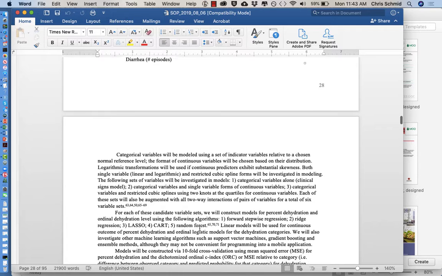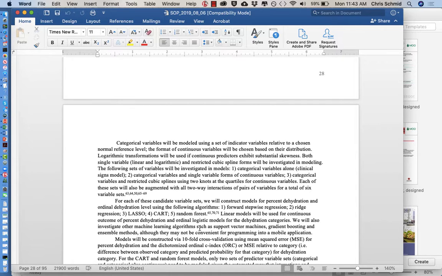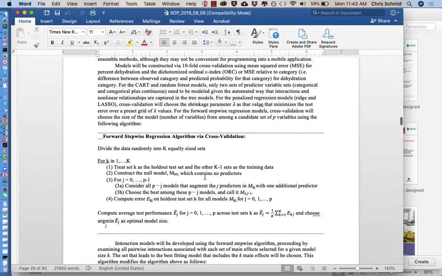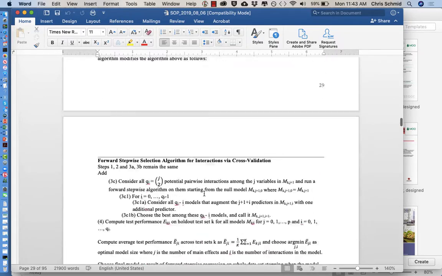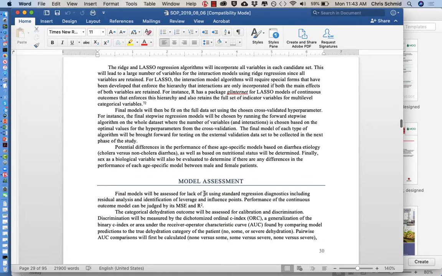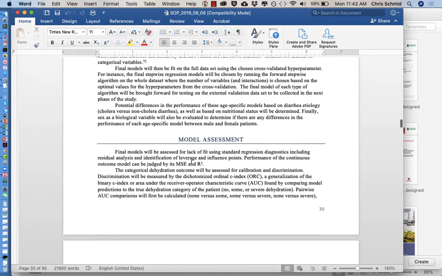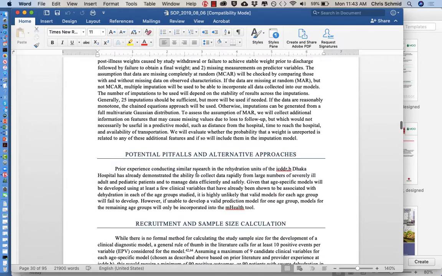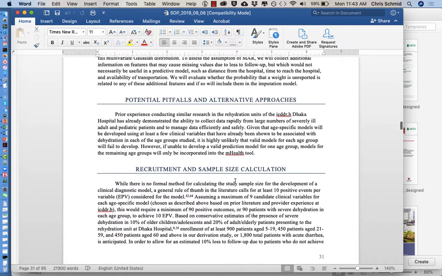We're going to use regressions with logarithmic transformations, categorical variables, lasso, CART, forward, stepwise. We'll be going over a lot of these methods later in the class. And then there's a whole algorithm for how we're going to select the variables, and then how we're going to develop the final models, how we're going to assess whether the models fit well, how we're going to deal with missing data, what we're going to do if we have issues that come up. For example, what happens if we don't have enough people in a certain category or we don't have enough certain outcomes.